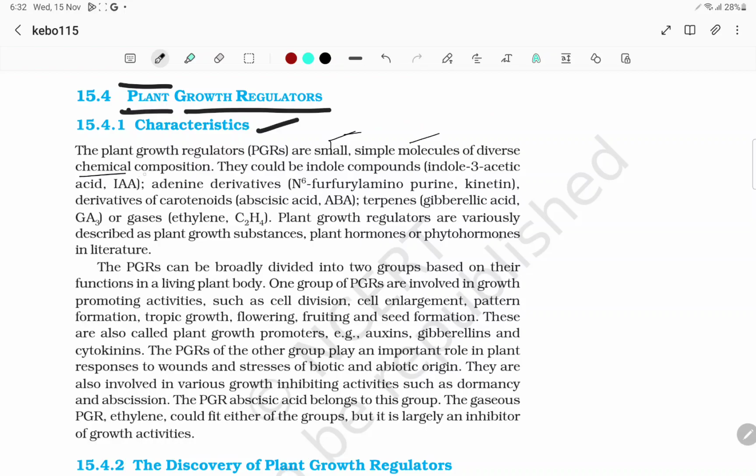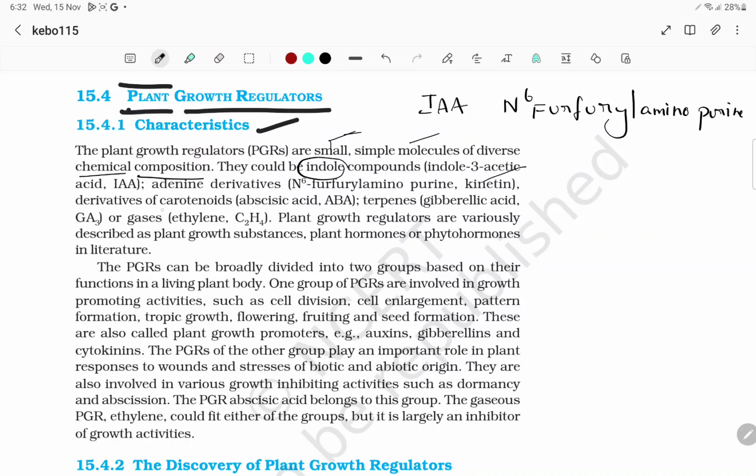It is not purely proteins or steroids. They could be indole compounds also, indole 3-acetic acid, IAA. Adenine derivatives: so the indole compound is indole 3-acetic acid, and the adenine derivative is N6 furfuryl aminopurine. And adenine is a purine, N6 furfuryl aminopurine.